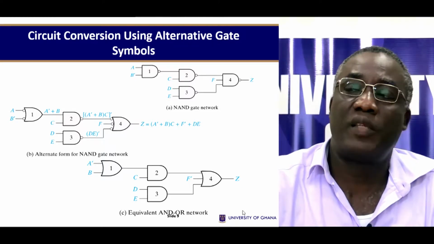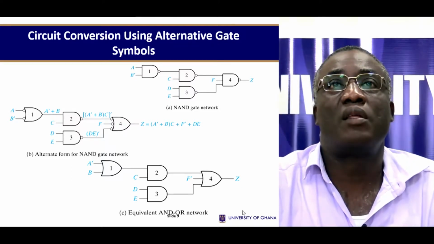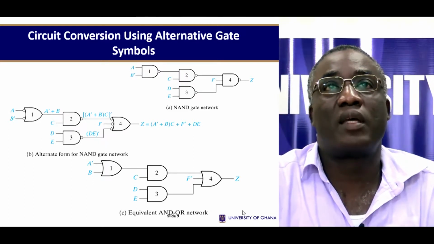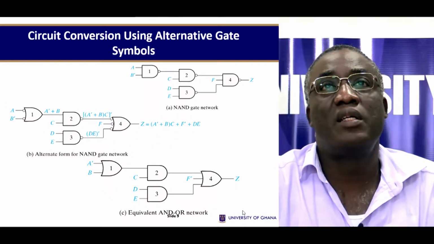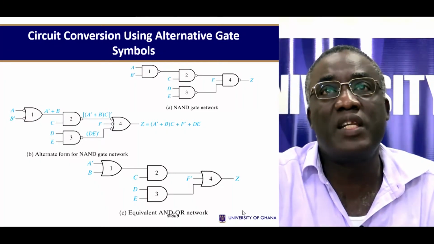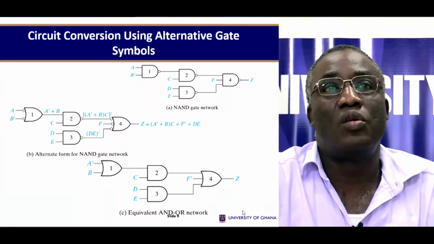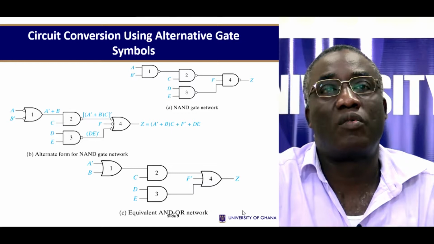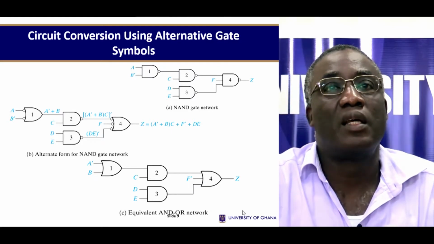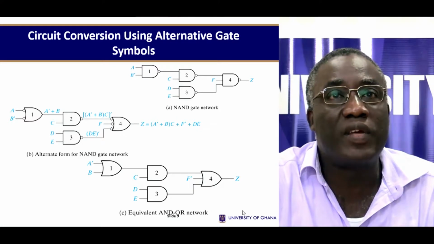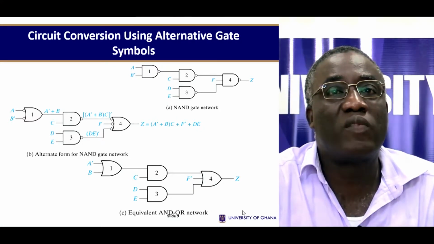You can have the NAND gates as well. So this is a NAND gate network. You have an A, not B. So the function Z is represented using just simply NAND gates. And then you can represent this again in an alternate form. You leave this unchanged. The first one and the fourth one are unchanged, only that you see that the inverters are gone. So this is an equivalent AND-OR gate network.